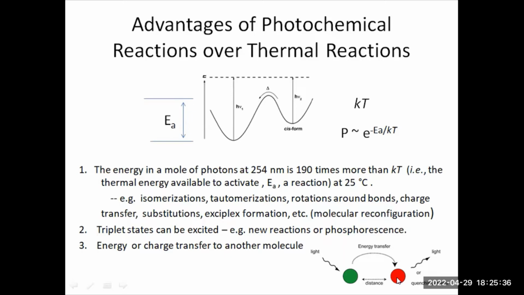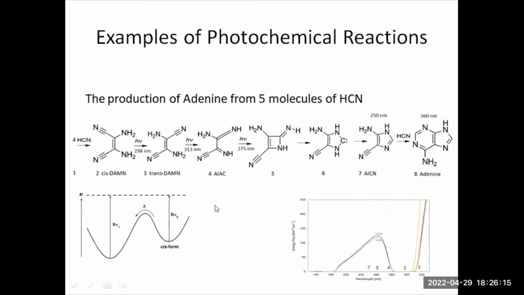For example, it could go from tryptophan to DNA, which has a conical intersection. Tryptophan doesn't have a conical intersection, but if tryptophan is close enough to DNA, then we can have a large energy transfer from tryptophan to the DNA molecule. So there are a number of advantages for photochemical reactions over thermal reactions. Essentially, the most important is that we have a large amount of energy contained within a photon, and that allows us to access many more different configurations, changes to the molecules.